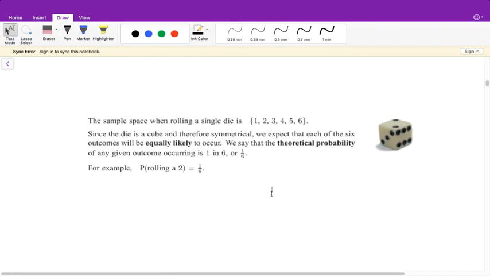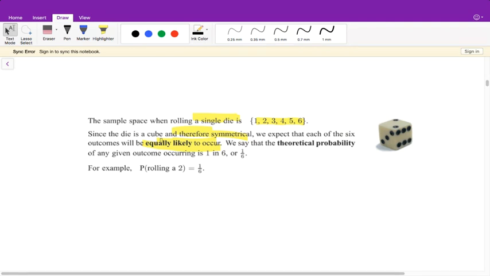All right, so here's this little example that I thought would be good. It says, when rolling a die, a single die, our sample space is 1, 2, 3, 4, 5, 6, because when we roll a die, we have 6 different sides that it can land on. So those are our sample space. Remember, the sample space is anything that can happen. Since the die is a cube and therefore symmetrical, we expect that each of the 6 outcomes will be equally likely to occur. That is the key thing.